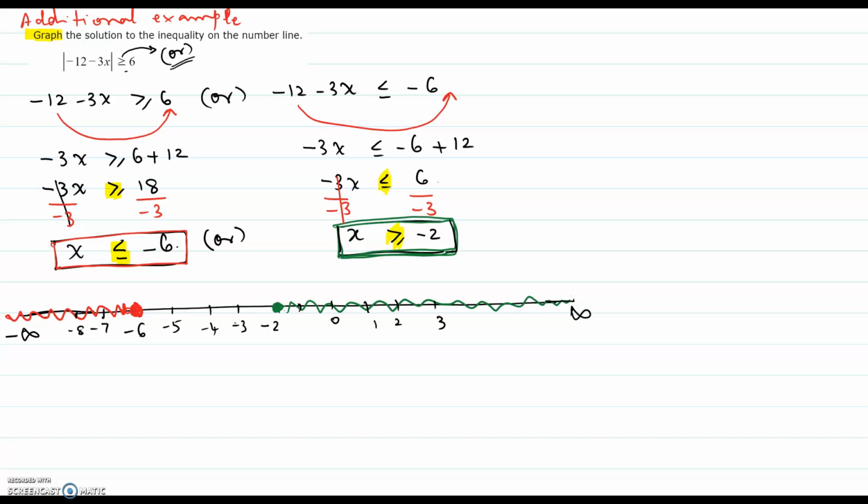The entire shaded region is the totality of all the elements here. So that is the meaning of OR. So the graph is done here. Both the red shaded one and the green shaded one are the solution. As I did in the earlier problem, in case the question was to give the solution in interval form.